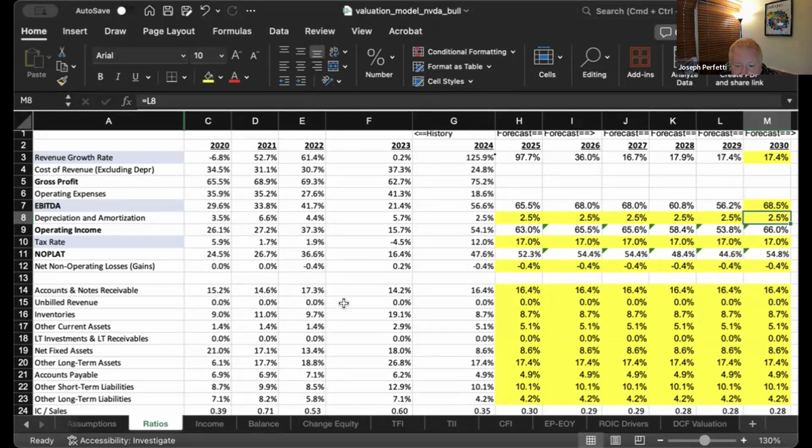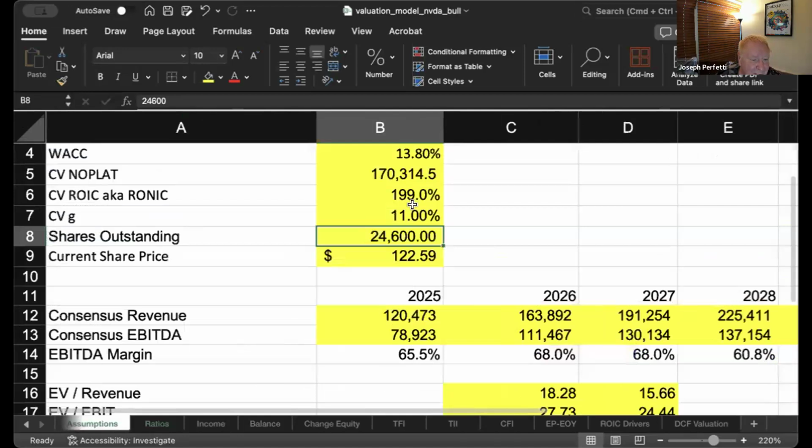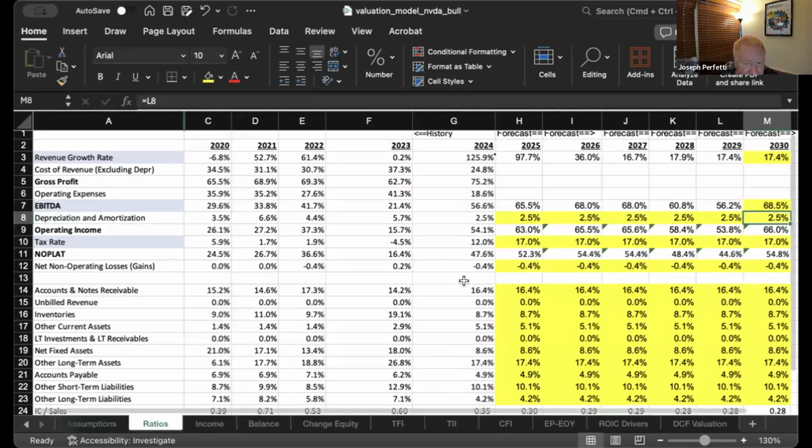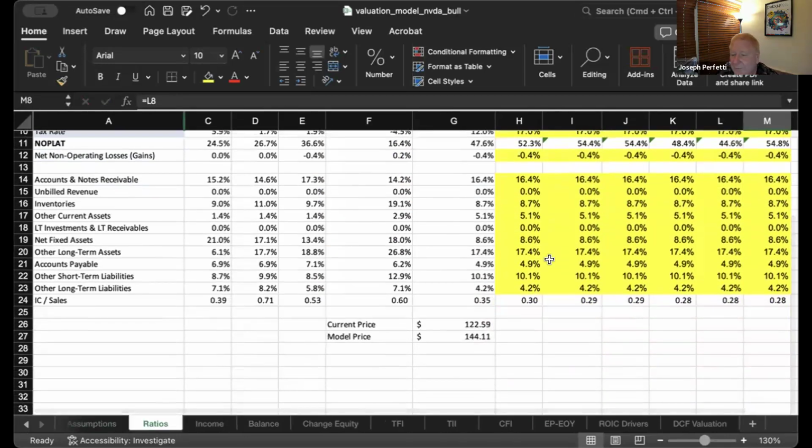Basically, the pie is getting bigger and their share of that pie stays very high. So now they're going to grow an extra 0.3% a year. If you really want to get aggressive, maybe 0.5% a year, 11.2. Right? Now my share price is as high as 144.